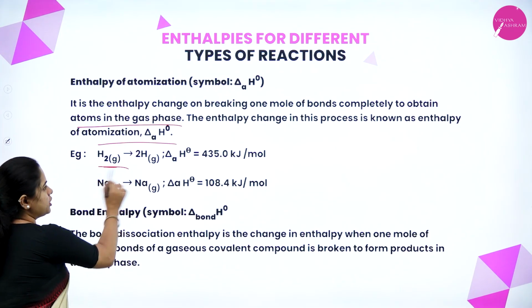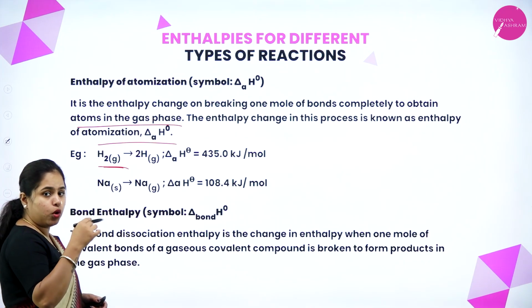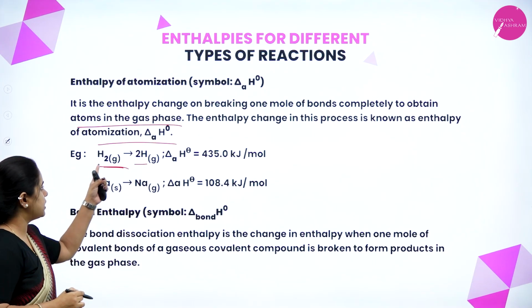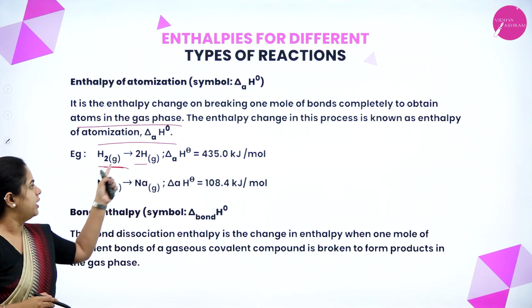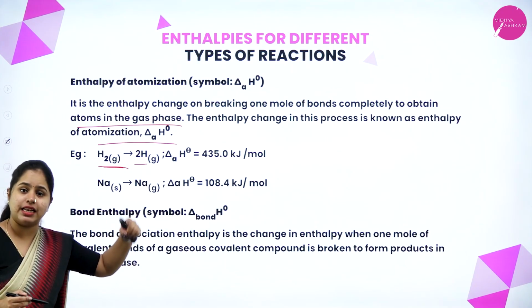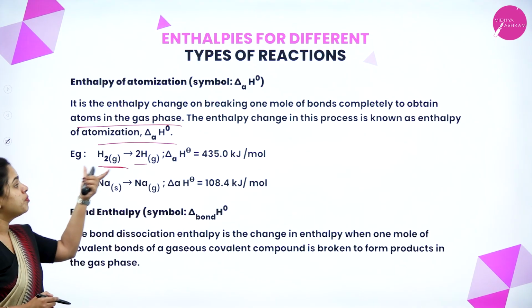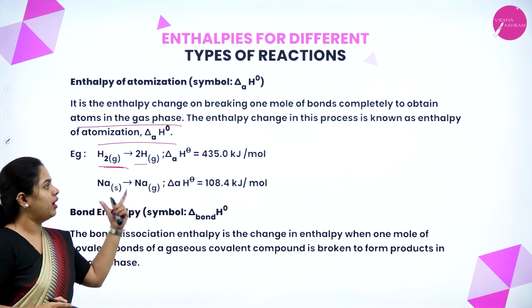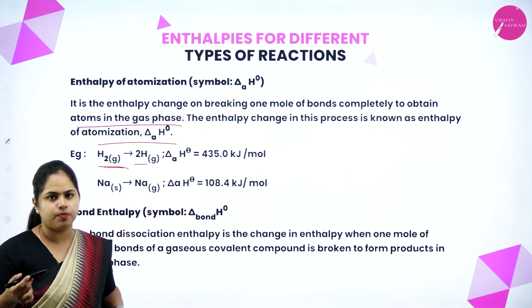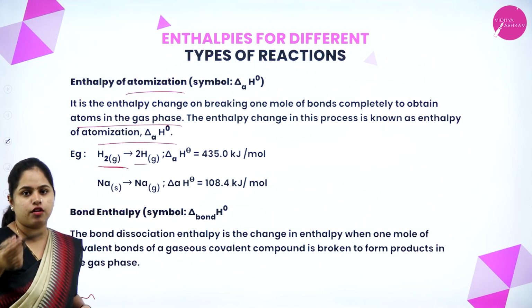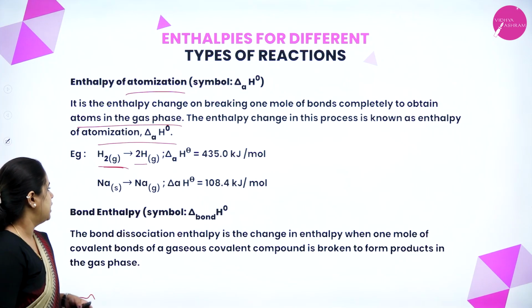So for example, H2 gas is broken down into 2 atoms of hydrogen. It is an H2 molecule here, broken down into 2 hydrogen atoms in the gaseous phase. The enthalpy change associated with this particular reaction is called enthalpy of atomization. From the name itself we can say atomization, atoms are formed in the gaseous state.